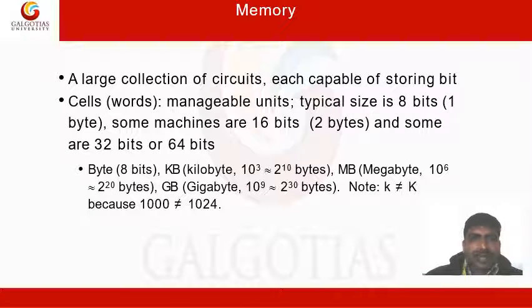The next one is memory. A large collection of circuits, each capable of storing a bit, is called memory. Another term is cells, that means words, manageable units. Typical size is 8 bits. Some machines use 16 bits, some use 32 bits or 64 bits. Nowadays, 128 and 256 bit cells are also available.